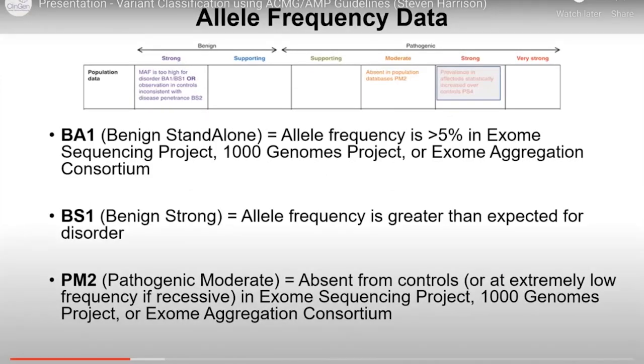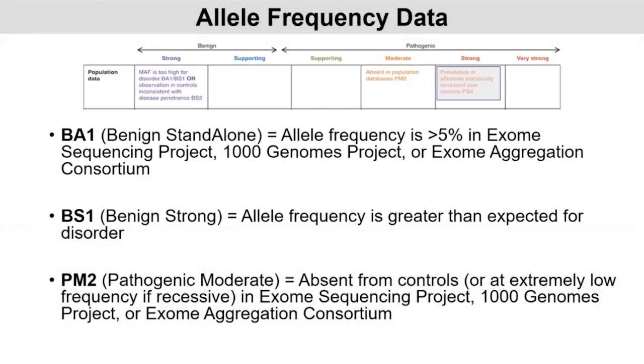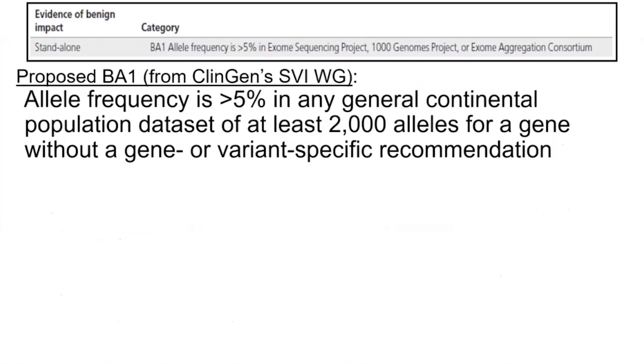So there are 3 different codes that involve using population data. We have the BA1, which is a standalone criterion for calling a variant benign based on a high allele frequency. BS1, which is often a criterion used to get a variant to likely benign. And then PM2, if the variant is absent or at a very low frequency. So I'll start with the BA1 code. This was written in the guidelines as allele frequency greater than 5%.